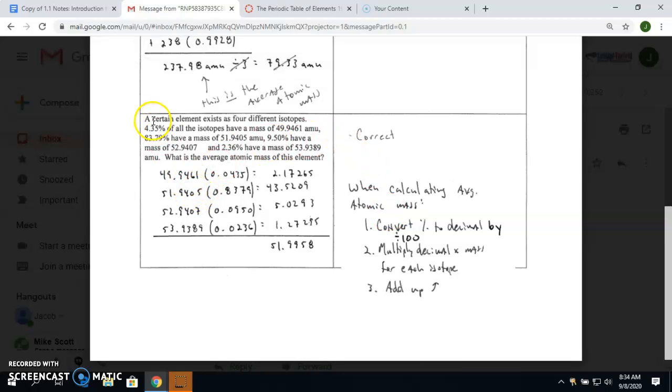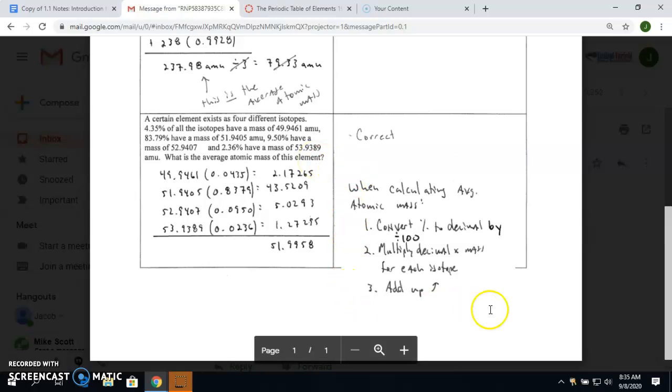You can see it tells us that there's a certain element that exists as 4 different isotopes. So each of these isotopes would have the same number of protons, but different numbers of neutrons, and for that reason they would each have a different mass. And it tells us that about 4.35% of all isotopes have this particular mass, about 83% have this particular mass, about 9.5% have this particular mass, and 2.36% have this particular mass. And it asks us, what's the average mass for this element?